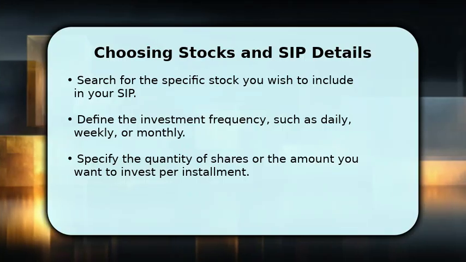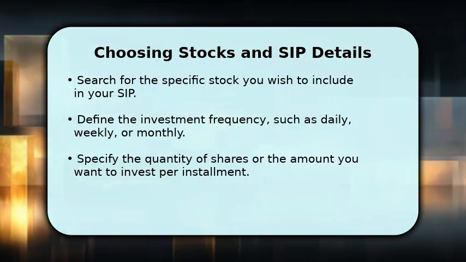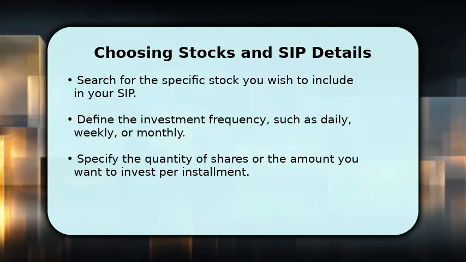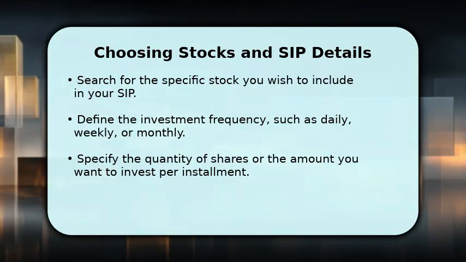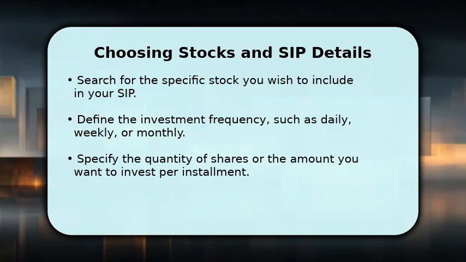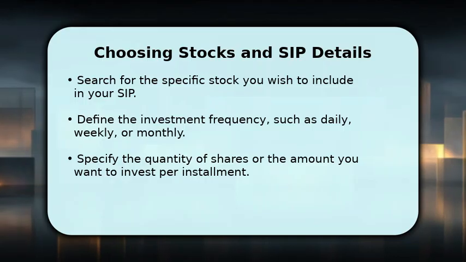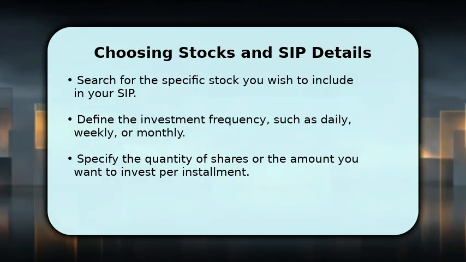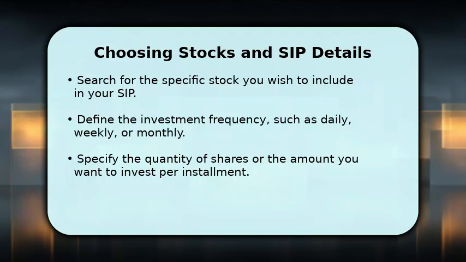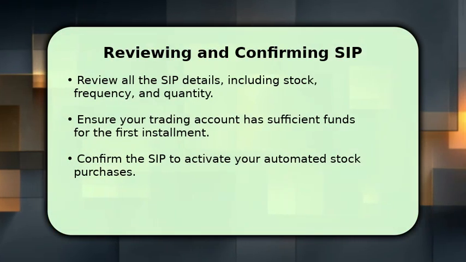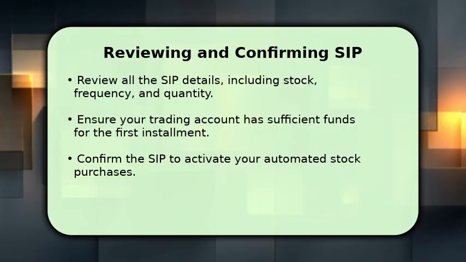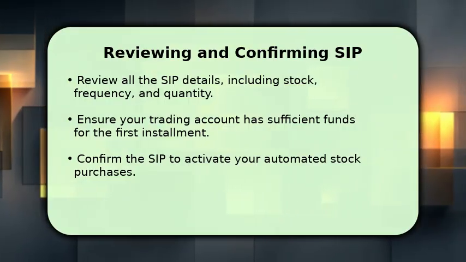After selecting your stock, decide on the investment frequency. You can choose daily, weekly, or monthly installments, depending on your strategy. Then, specify either the number of shares you want to buy each time or the fixed amount you wish to invest per installment. Before finalizing, carefully review all the details of your stock SIP.